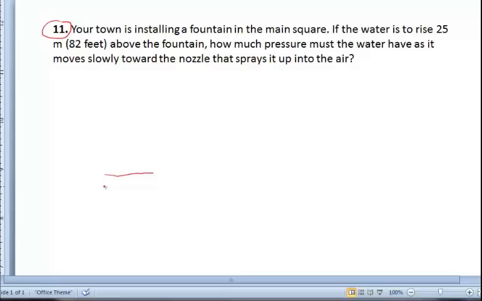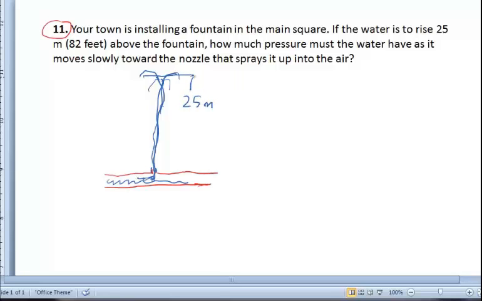I'm going to draw a pipe. And this is the little nozzle where it's going to spray up into the air. So essentially we've got water moving through this pipe, and it's such great pressure that when it encounters this little hole, it squirts up. Of course, this is kind of a nozzle to help funnel it. It squirts up 25 meters into the air, and then it sprays out. So this height here is 25 meters from top to bottom.